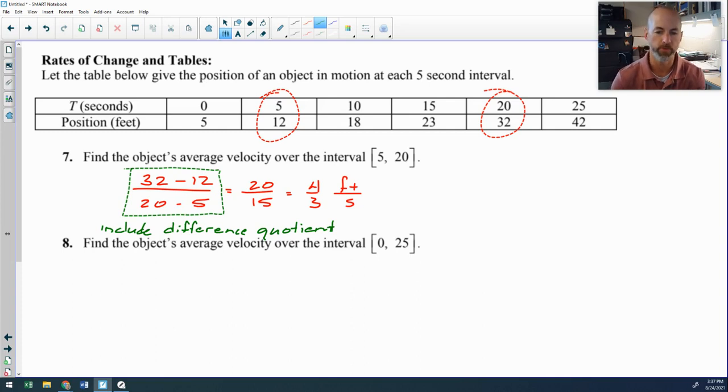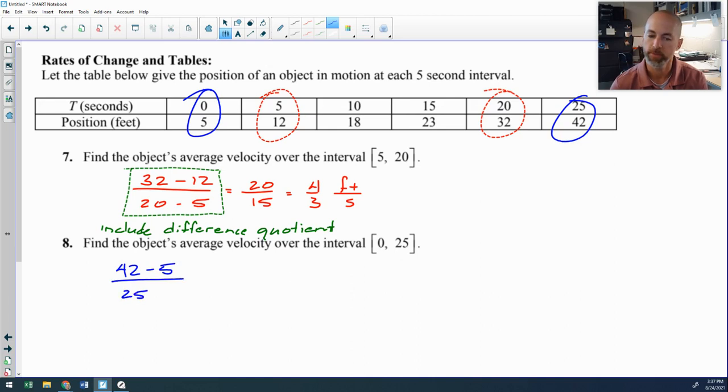You don't have to march through 20 over 15. We'll do the same thing here. Average velocity over the interval 0 to 25. So 0, that's the whole interval, 0 to 25. And do write that difference quotient, 42 minus 5 over 25.